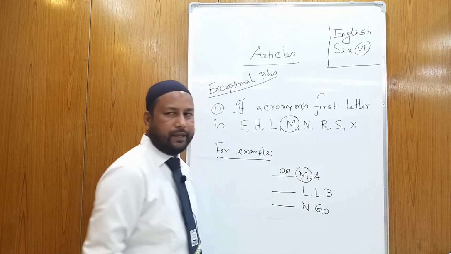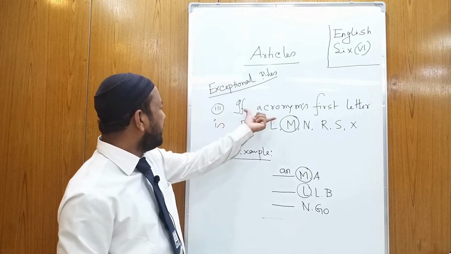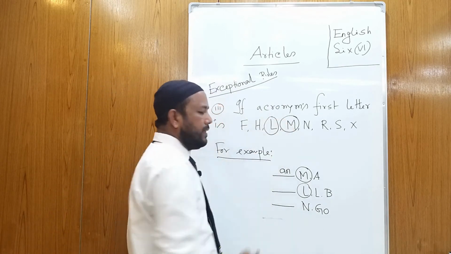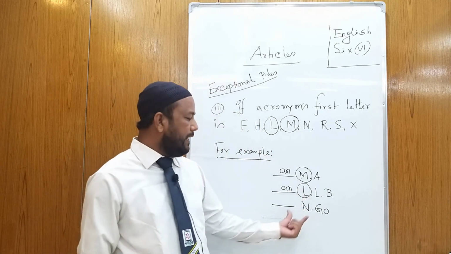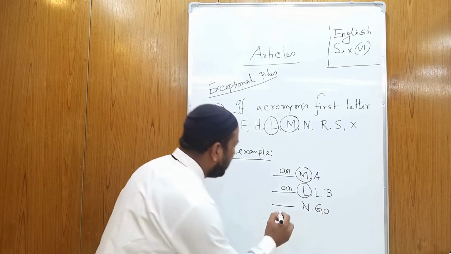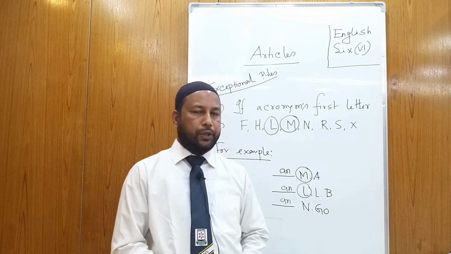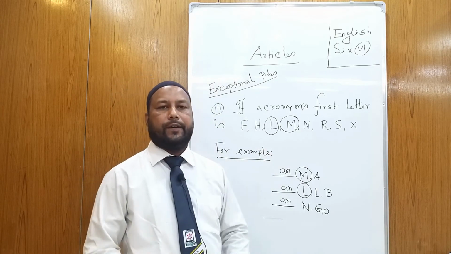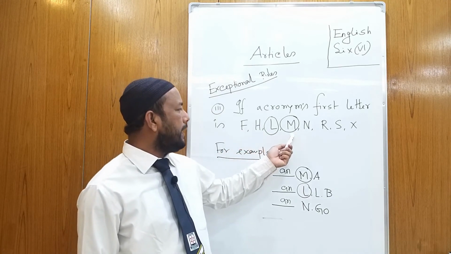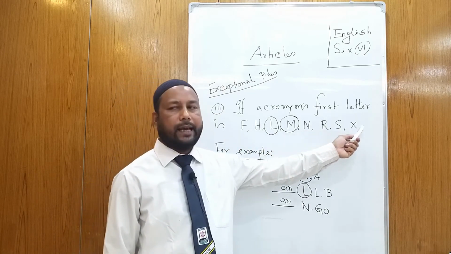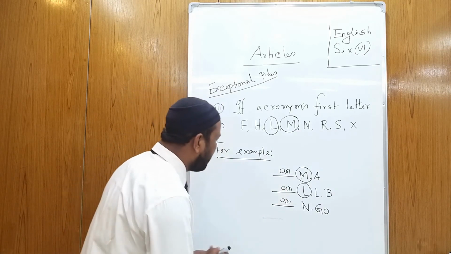Similarly, LLB. Here the first letter is L, pronounced "el". That's why you have to use "an". Similarly, NGO, non-government organization, here you can also use "an". I think it is clear to you. If any acronym's first letter is F, H, L, M, N, R, S, X, you have to use "an".